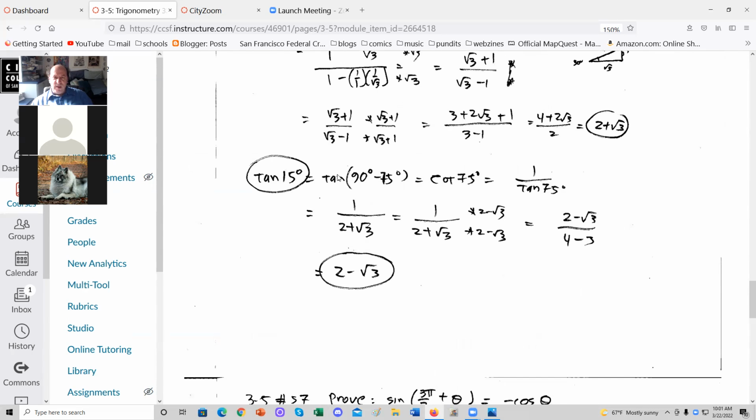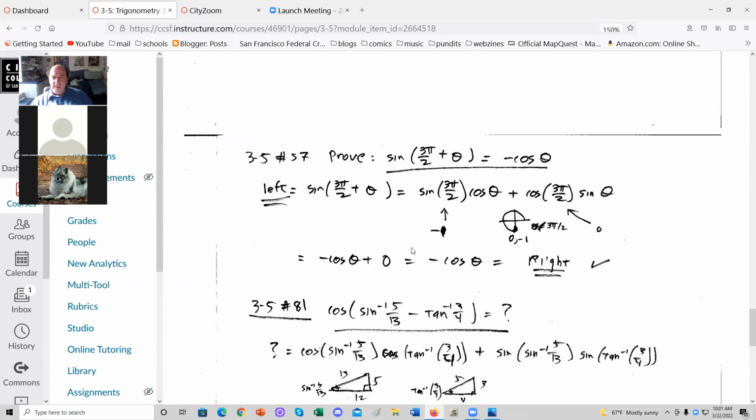Tan 15 degrees is tangent of the complement of 75 degrees. So therefore, that's the cotangent of 75 degrees, which is 1 over tan 75. So we already have that. That's 1 over 2 plus root 3. We'll rescale by 2 minus root 3. And after a bit of radical arithmetic, you get 2 minus root 3. Another complement, 2 plus root 3 and 2 minus root 3.